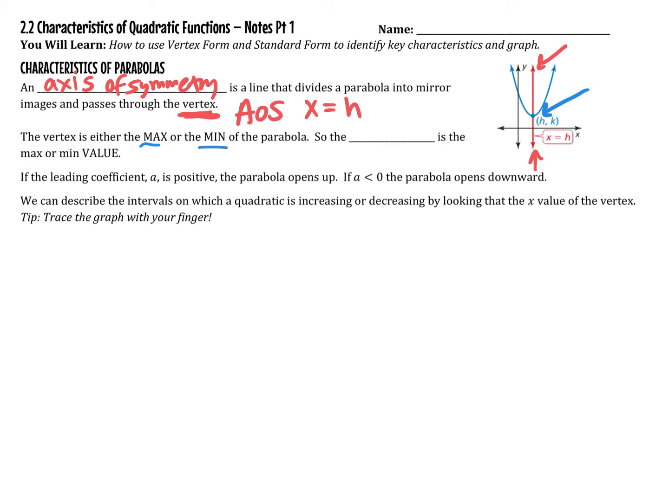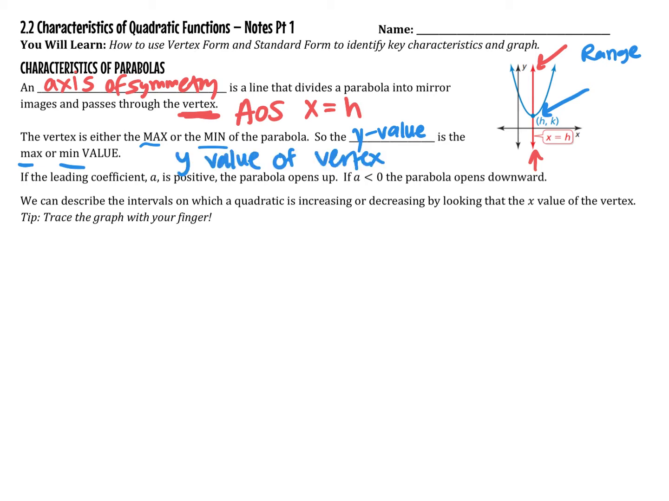And we talked about this specifically, we looked at that high and low value when we talked about the idea of range in chapter 1. So the y value is either the maximum value or the minimum value. So if you're asked for the max or the min of a quadratic function, you're not being asked about the point, you're being asked about what is the highest it ever goes, that's the y value, or what is the lowest it ever goes, that's the y value of the vertex.